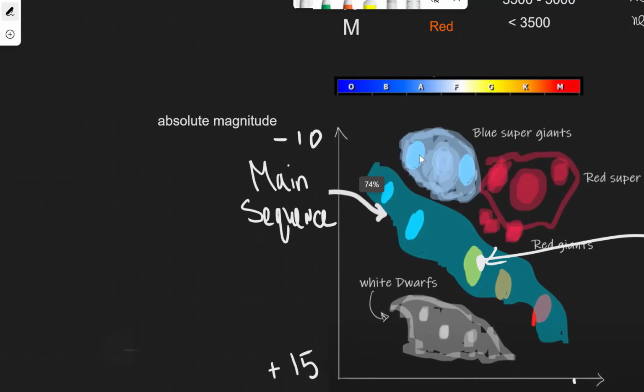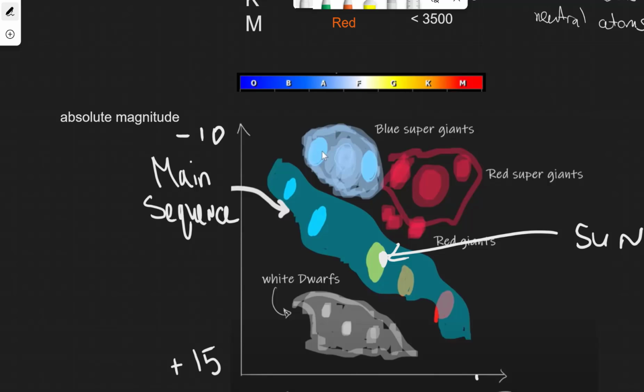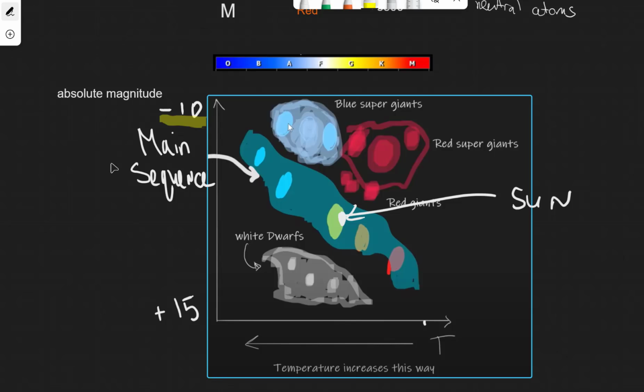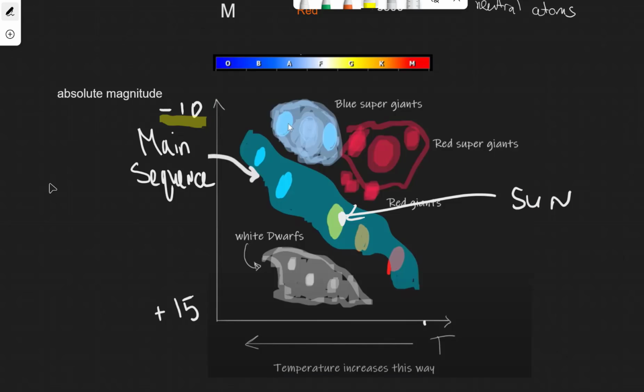Another way of classifying the stars is using this diagram here, which is known as an HR diagram, or a Hertzsprung-Russell diagram. So what are the main points? First of all, on the y-axis we have absolute magnitude, and this tends to range from around minus 10 at the highest. Remember, a high negative absolute magnitude means a very bright object, so something like a blue giant, for instance, whereas on the other hand we're going to have some very faint objects with an absolute magnitude of around plus 15. Another highlight is that the temperature increases the opposite way, and this is really, really important.